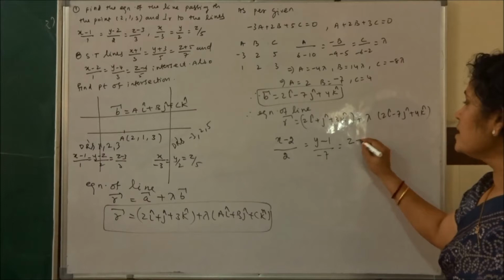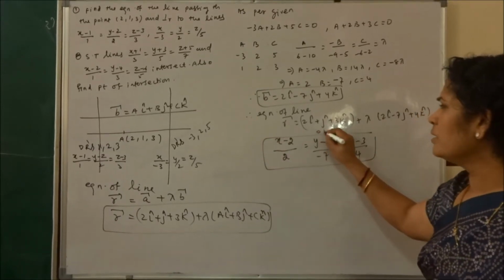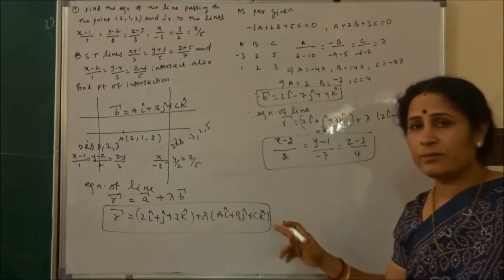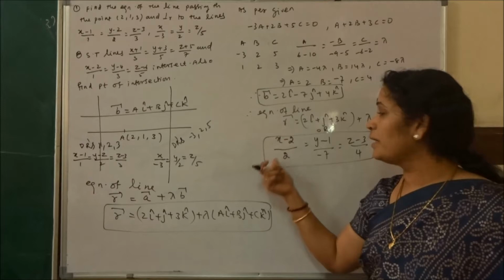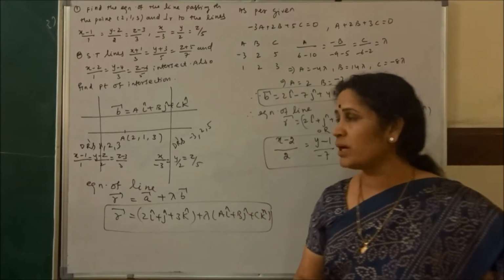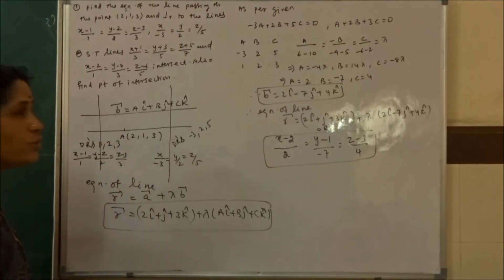equal to z minus 3 upon direction ratio 4. This is the equation of the line in Cartesian form. That is up to your choice. You can present it in vector form or Cartesian. In case they ask particularly for Cartesian form, then finally you have to convert it into Cartesian form. Clear to you? So this is one of the most important questions, how to find the equation of a line.